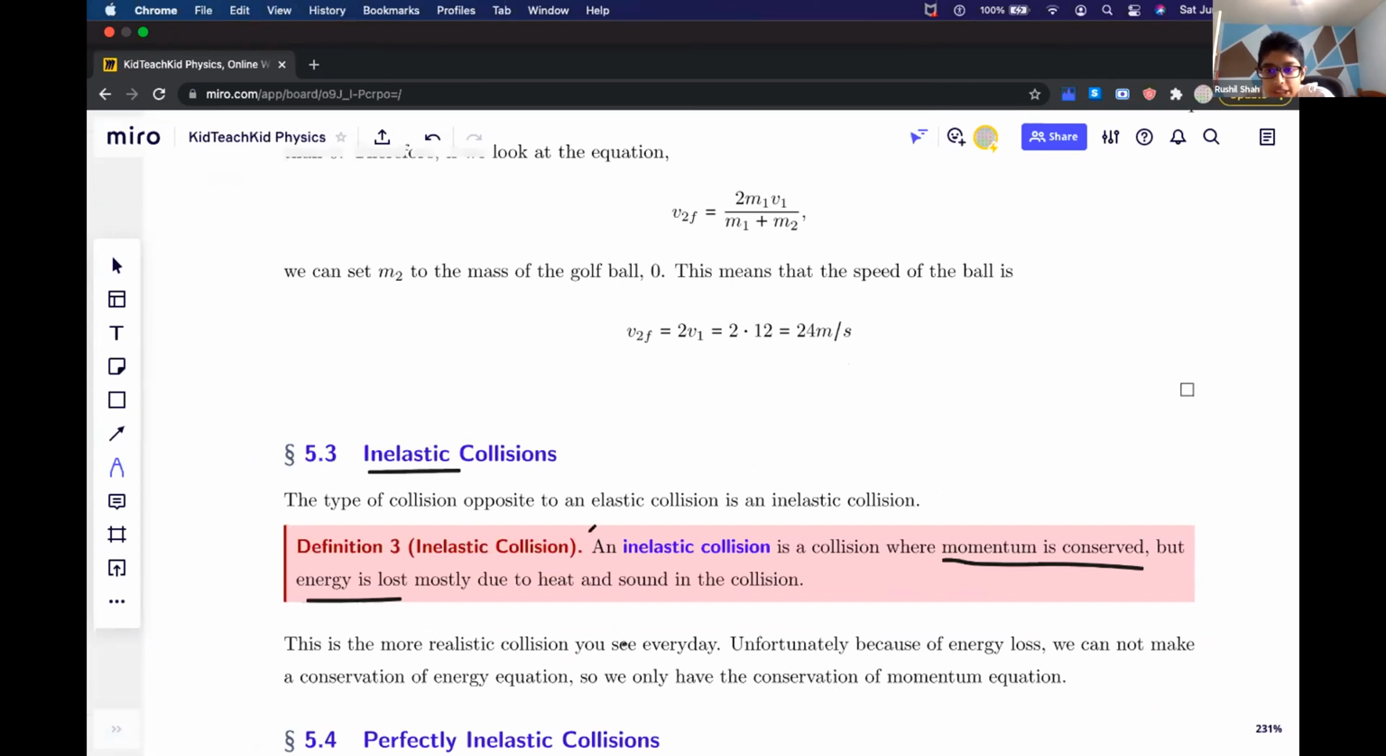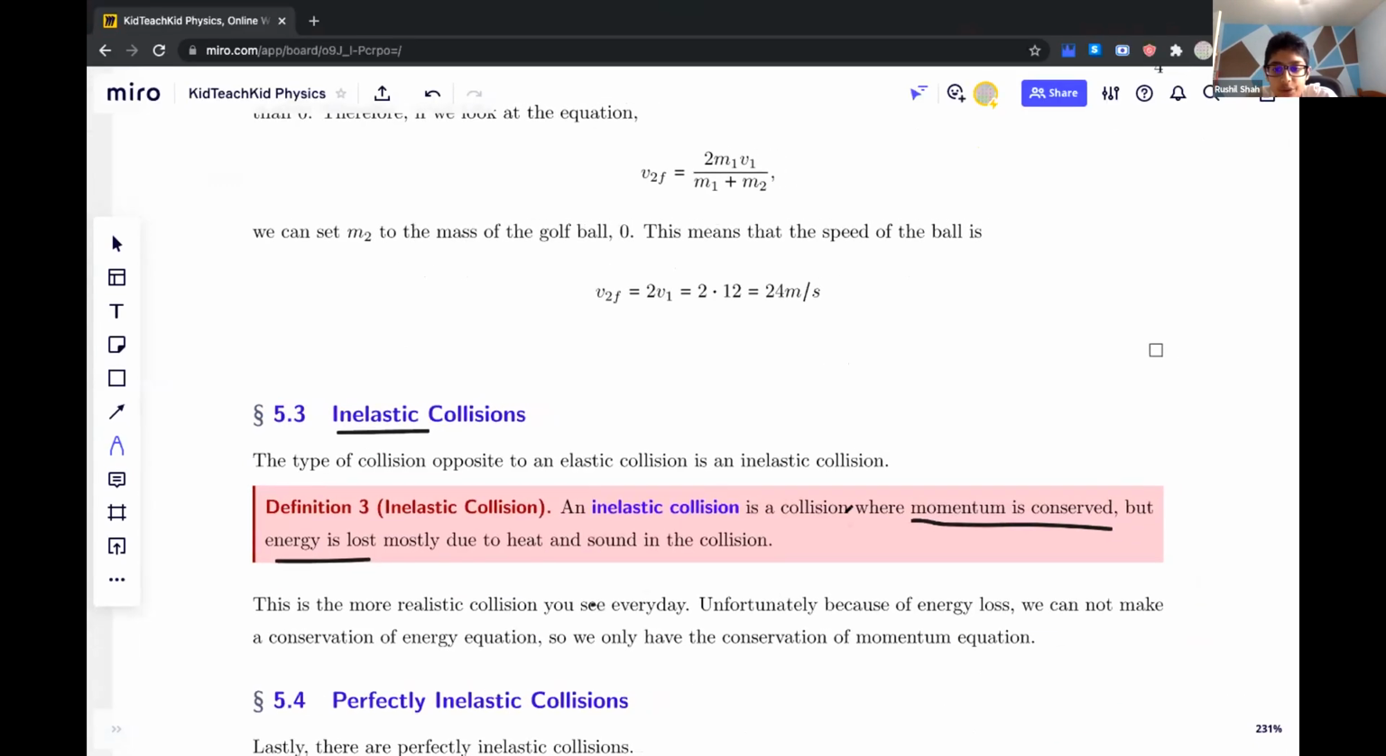Well, I was discussing inelastic collisions. So it's where momentum is conserved, but energy is lost. And this is like the more realistic collisions, because when two objects collide, energy may be absorbed by the impact. When two objects collide, they make a sound, so energy is lost through sound. When they collide, it's released through heat. So a lot of energy is lost when two objects collide. And so yeah, this is the more realistic collision you see every day.